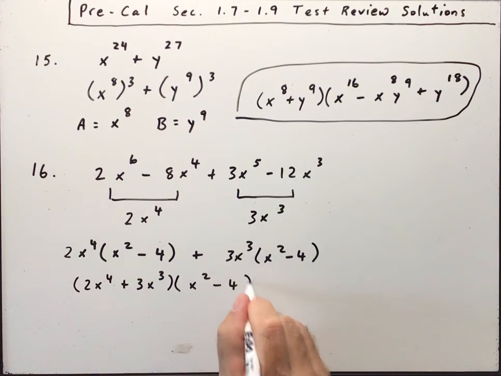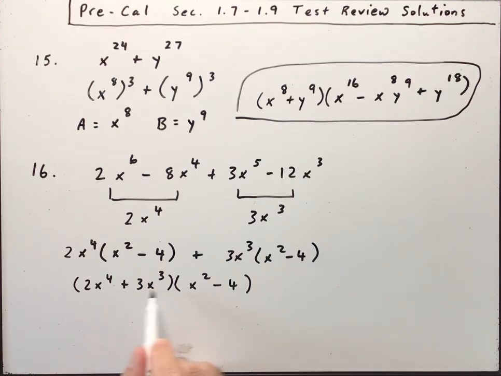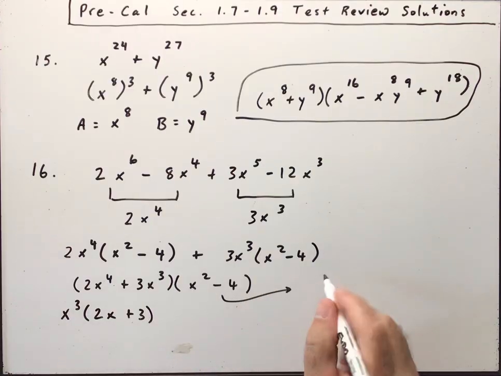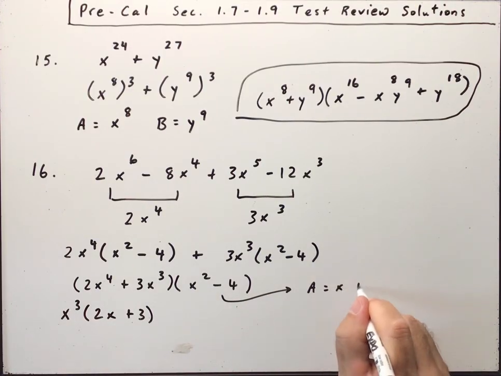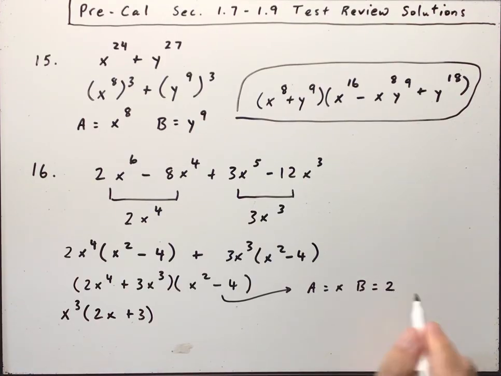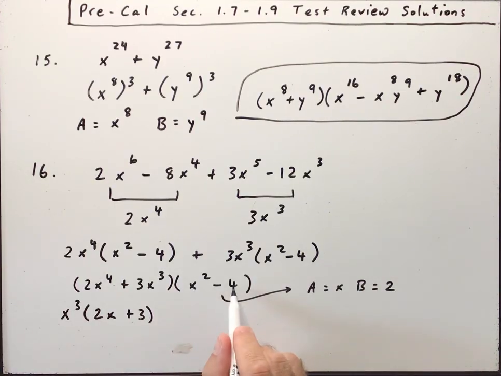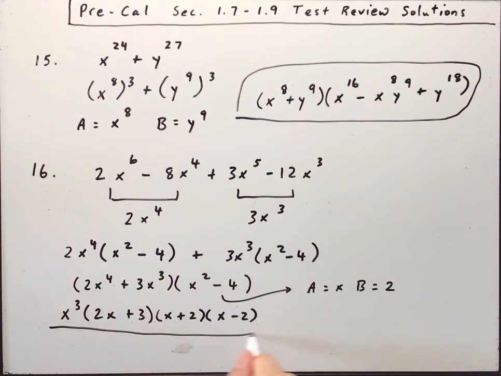You can't stop here. There's actually 2 more things you can do. First of all, you can factor out an x cubed out of this first term. So that leaves 2x plus 3. And then this term is the difference of two perfect squares, where a is x and b is 2. So a is x, 2 squared is 4. So that's going to factor into x plus 2 times x minus 2. All right, so that's a beautiful factor. That does it for the solutions.